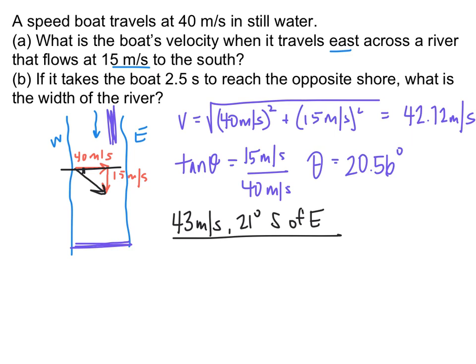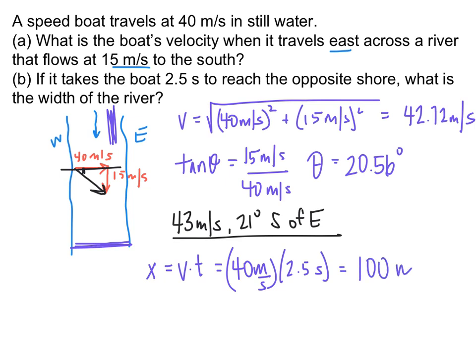Most people would think that I'm going to be using this 42.7 because that's what I just calculated, but that is not the case in this problem. We'll say that distance is velocity times time, and the velocity we're going to use here is the 40 meters per second, and we are traveling for 2.5 seconds. That tells us that the distance across must be 100 meters.